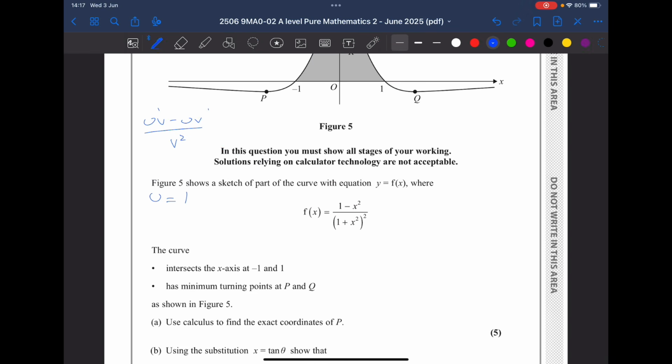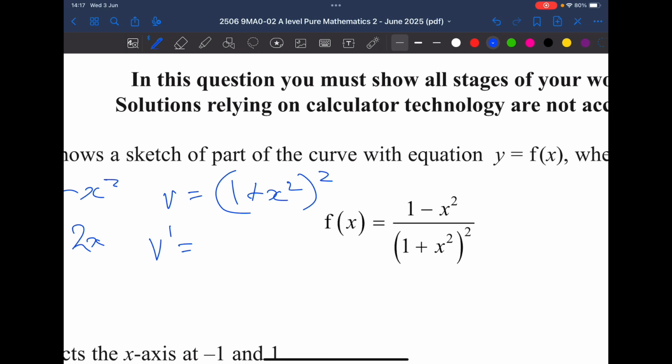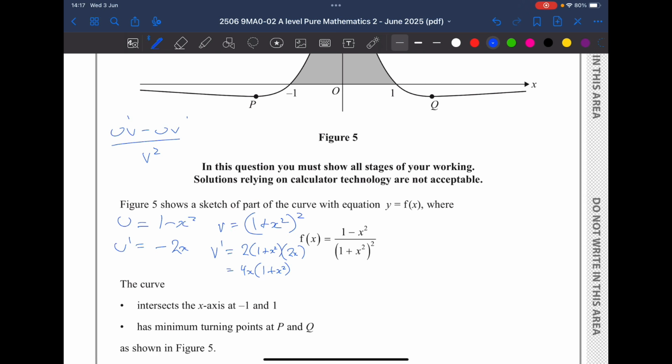What is u? u is 1 minus x squared. What is u dash? Minus 2x. What is v? 1 plus x squared, squared. What is v dash? Well, we need to have a 2 times that bracket times by the derivative of the bracket. So times by 2x. So that is 4x, 1 plus x squared. So let's stick all of that together.